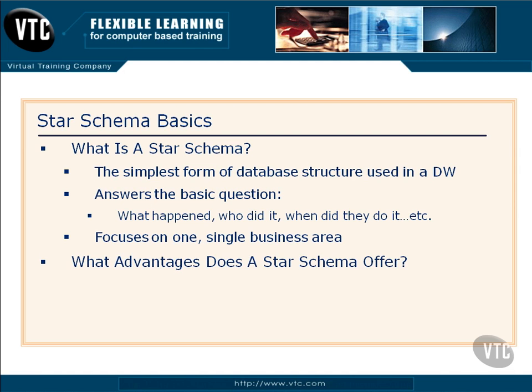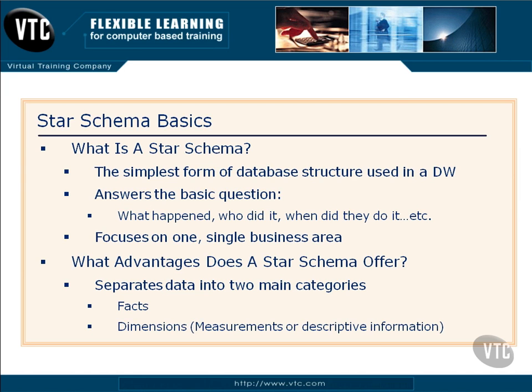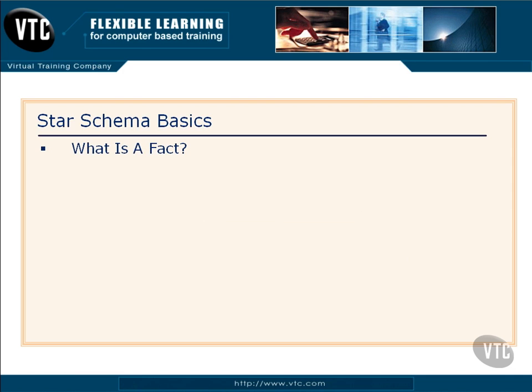And what advantages does this kind of structure, of course talking about a star schema, give us? Well, it separates all of our data about any one particular business area or any one particular part of the business that we want to measure. It separates that data into two main broad categories. Number one, the fact. How many got sold? How much did it weigh? Anything like that. And then surrounding the facts are dimensions, or a better way to think of dimensions are measurements or descriptive information about the facts and about how the fact happened, when it happened, and so forth.